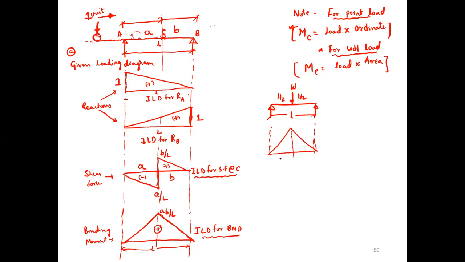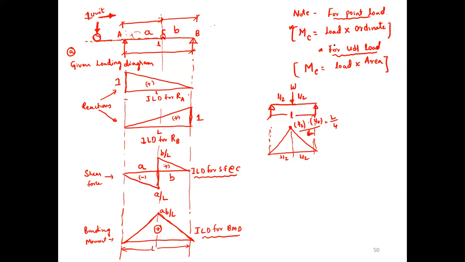But you just remember that AB here is L by 2, L by 2. What is this ordinate value? AB by L. What is A? L by 2. What is B? L by 2. Divided by L. How much? L by 2 into L by 2 divided by L. What is the value? L by 4. This is the height.